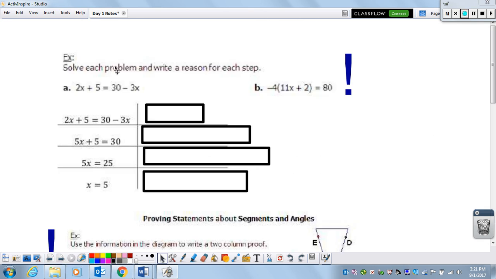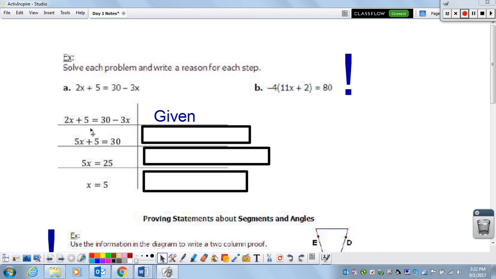So here we've got A. It says solve each problem and write the reason for each step. Well, in this one, I solved the problem for you. All you have to do is come up with a step. So we start with 2x plus 5 equals 30 minus 3x. That's what was given to us. So I can see the exact same thing is written here on the first line, and because that was given to us, we're just going to call that the given. So the reason for that is given.